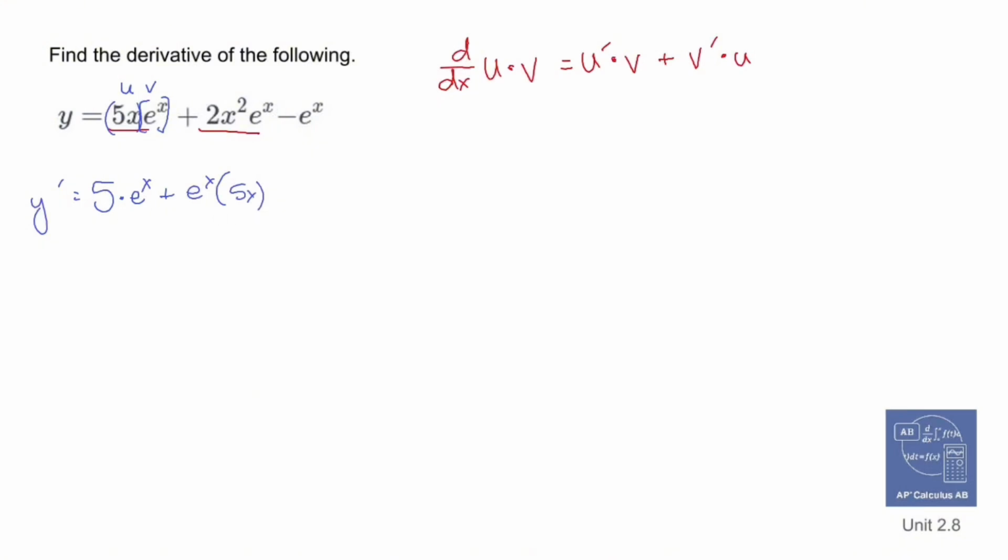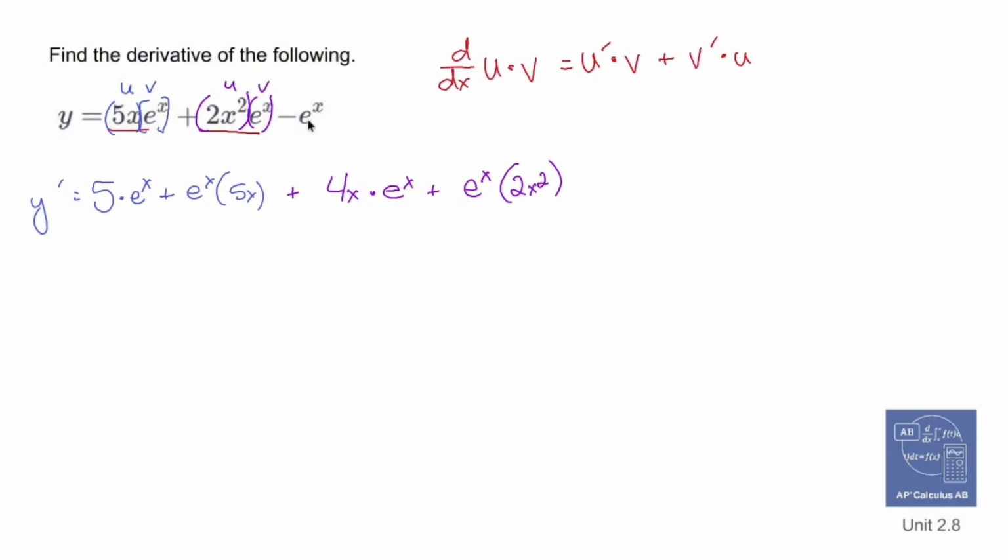All right, so that's u. We'll clean u up in a bit. Let's do the same thing again. So 2x squared is going to be my u, e to the x is going to be my v. So we're going to add, because that's a plus sign, take the derivative of the first function, so the derivative of 2x squared is 4x, okay, times, keep the second guy exactly the way it is, e to the x, plus the derivative of the second guy, which is e to the x, times, keep the first guy the way it is, 2x squared. Okay.